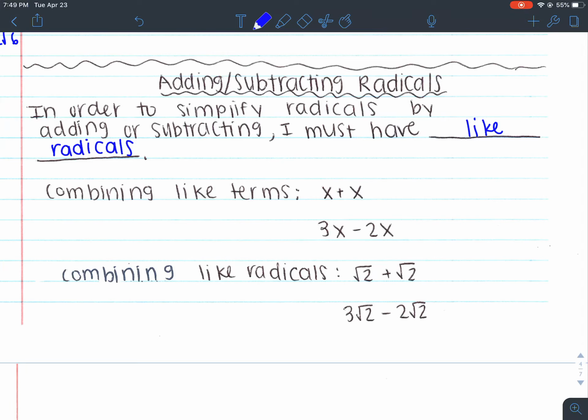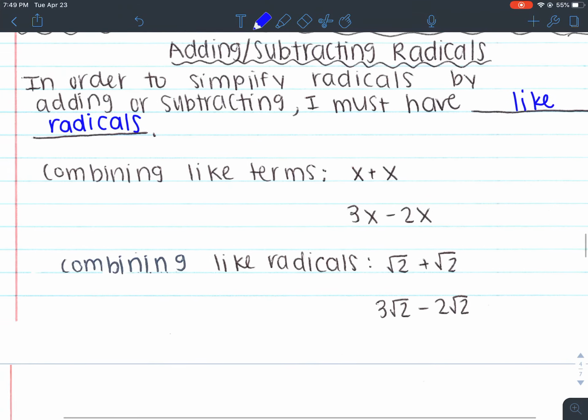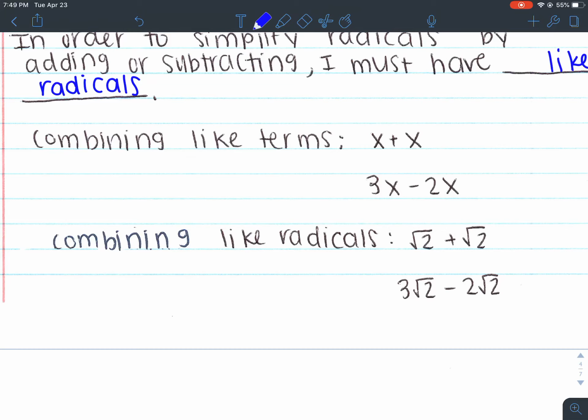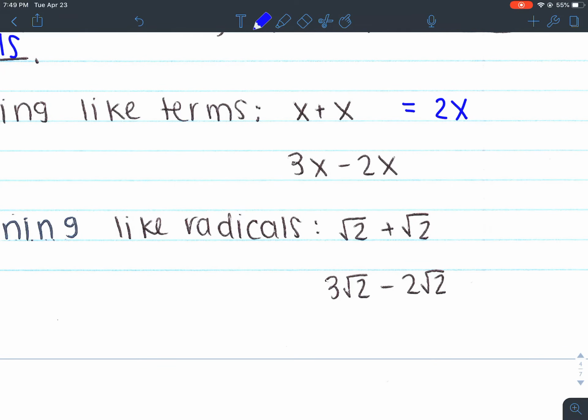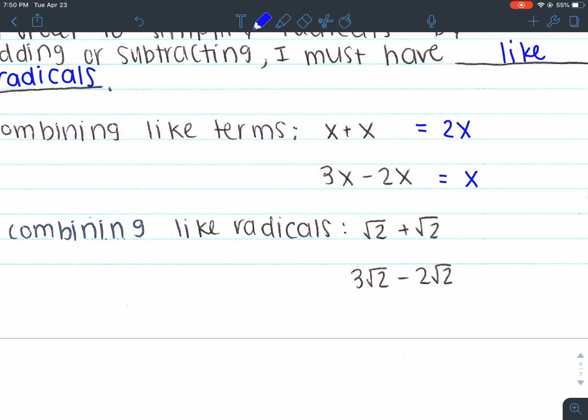All right. Now, like radicals sounds kind of weird, but it's the same concept as like terms, okay? So combining like terms and combining like radicals are the same concept. So combining like terms, if I have x plus x, then I have 2x. Now if I have 3x minus 2x, then I have 1x left over, so I just have x. Combining like radicals is the same thing. If I have square root of 2 plus square root of 2, how many square roots of 2 do I have? Well, I have 2 of them. 2 square root of 2's. So instead of x's, now we have radicals.